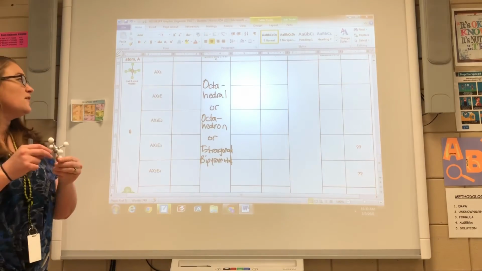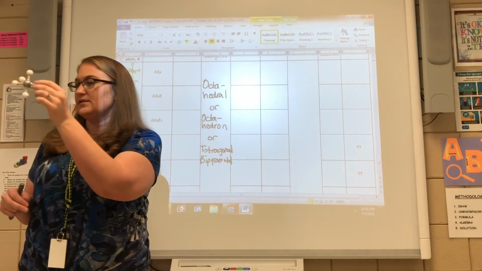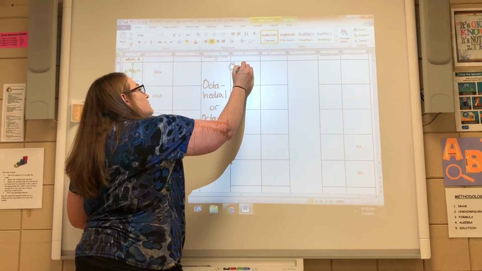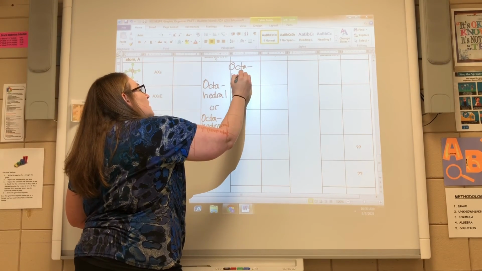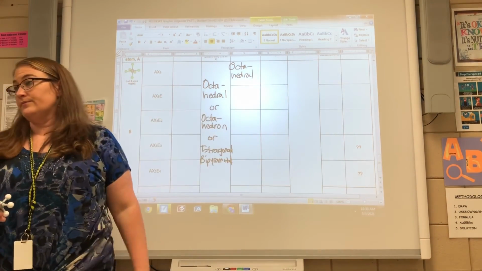So on the first one with the AX6, since we're not touching anything, we're leaving it all the same, our molecular shape is still the octahedral. Now it can also be any of these, either of these other two as well.